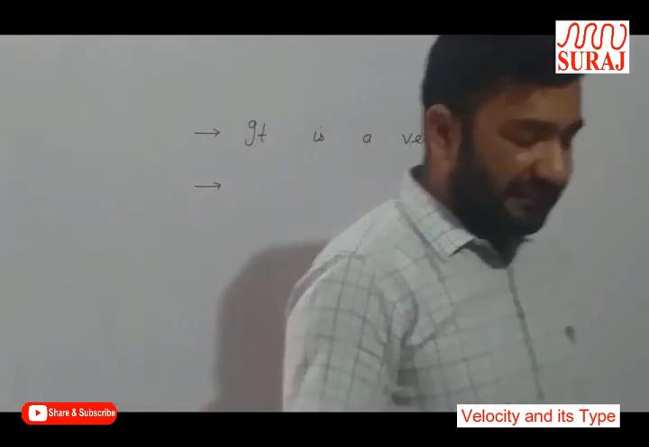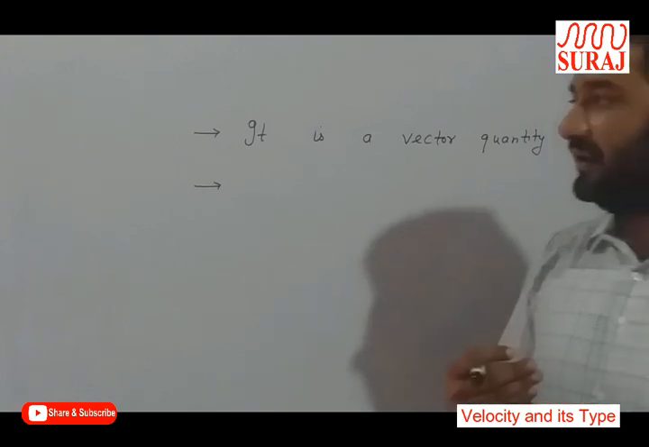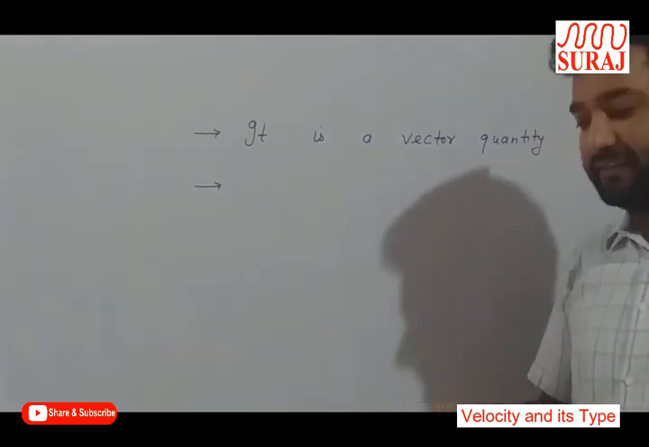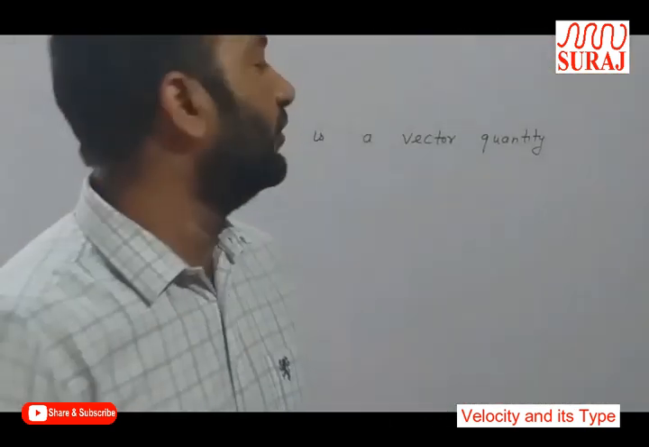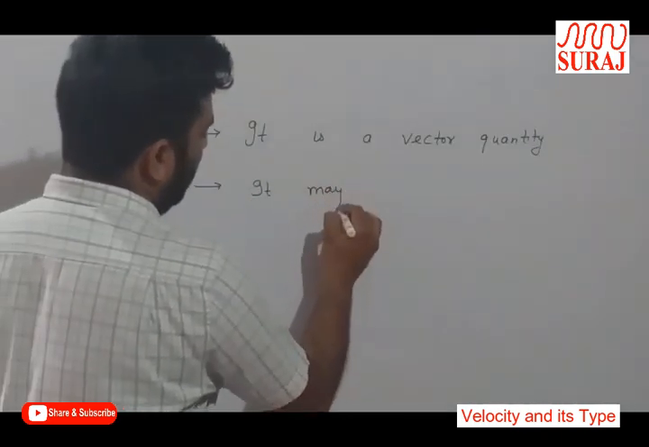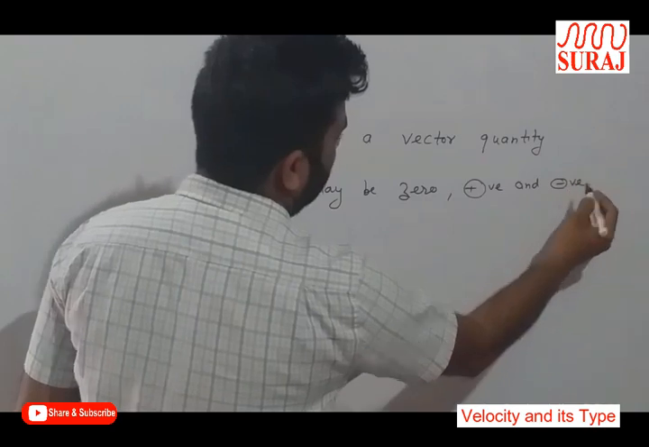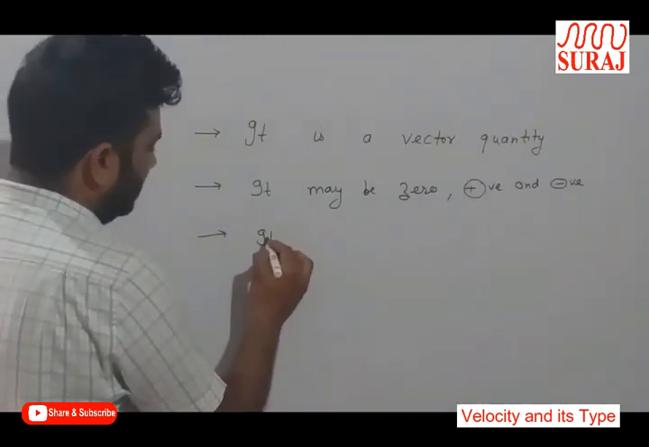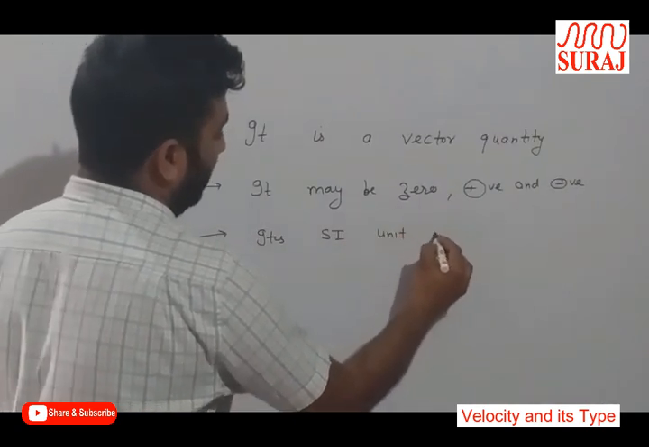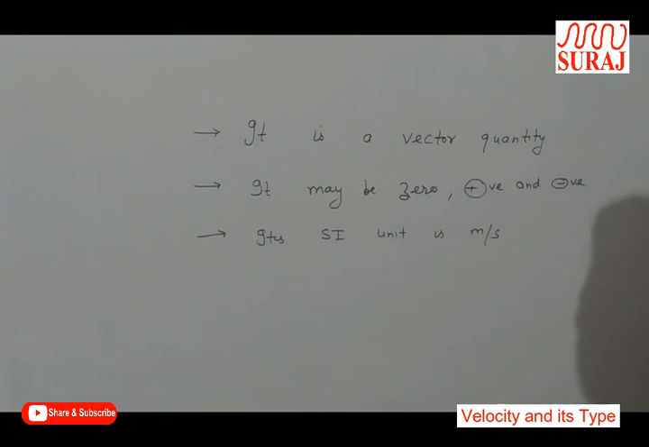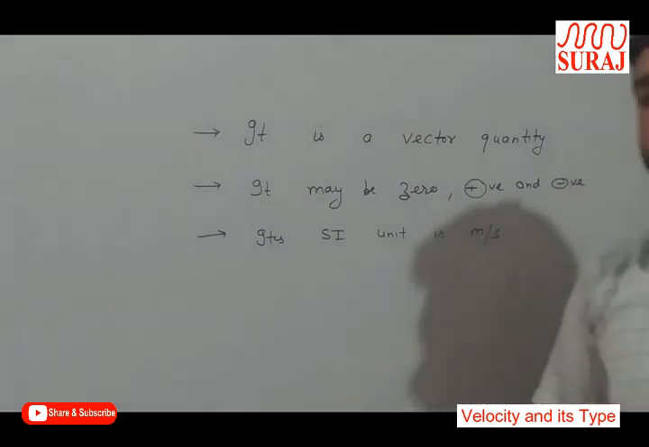Dear students, I say that it is the change in displacement upon time, and we already studied about the displacement, that displacement may be positive, negative, or zero. If this is the change in displacement, then it may be zero, positive, or negative. Its SI unit is meter per second. These are the features of velocity: it is a vector quantity, it may be zero, positive, negative, and its SI unit is the meter per second.